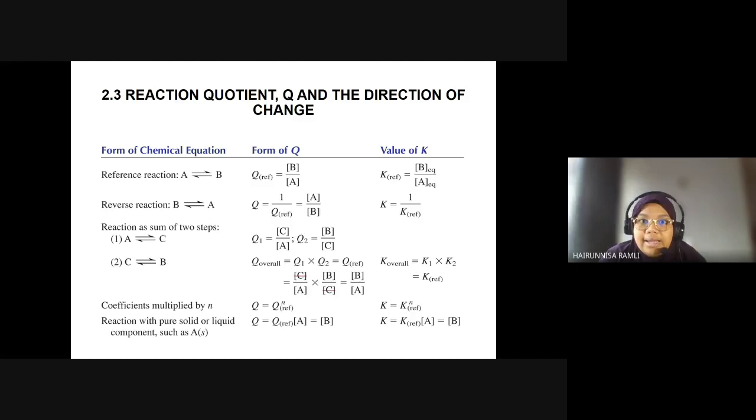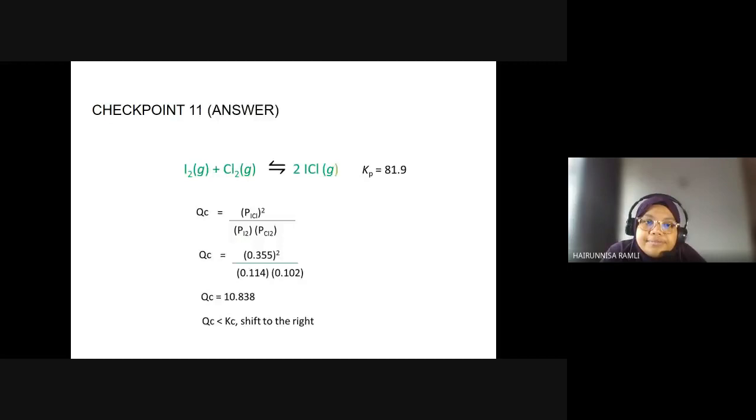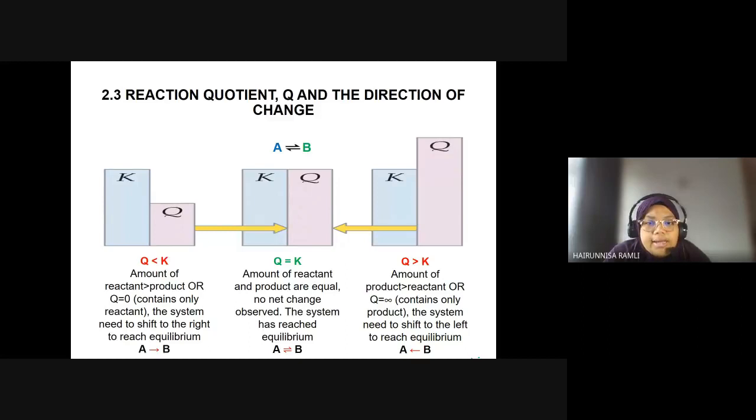Okay, so I think I have to go over here. So this Q can have three cases. When Q is equal to K, so when you calculate Q and it has the same value as K, we know it is at equilibrium. And when you calculate Q, it is less than K, or maybe you don't have the value of K, but if you get the value of Q equal to zero, meaning that it will be moving in the forward direction. Okay, forward direction or shift to the right.